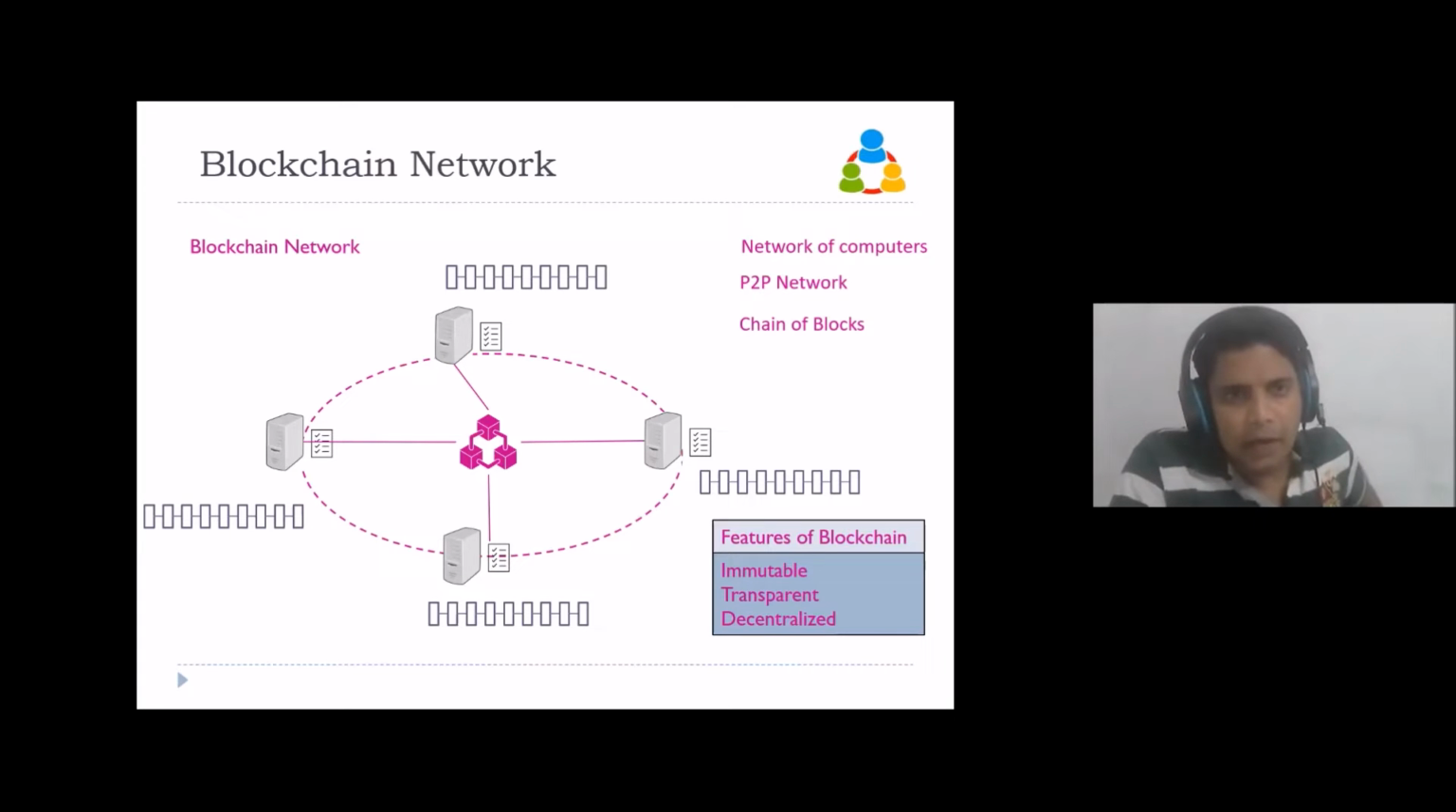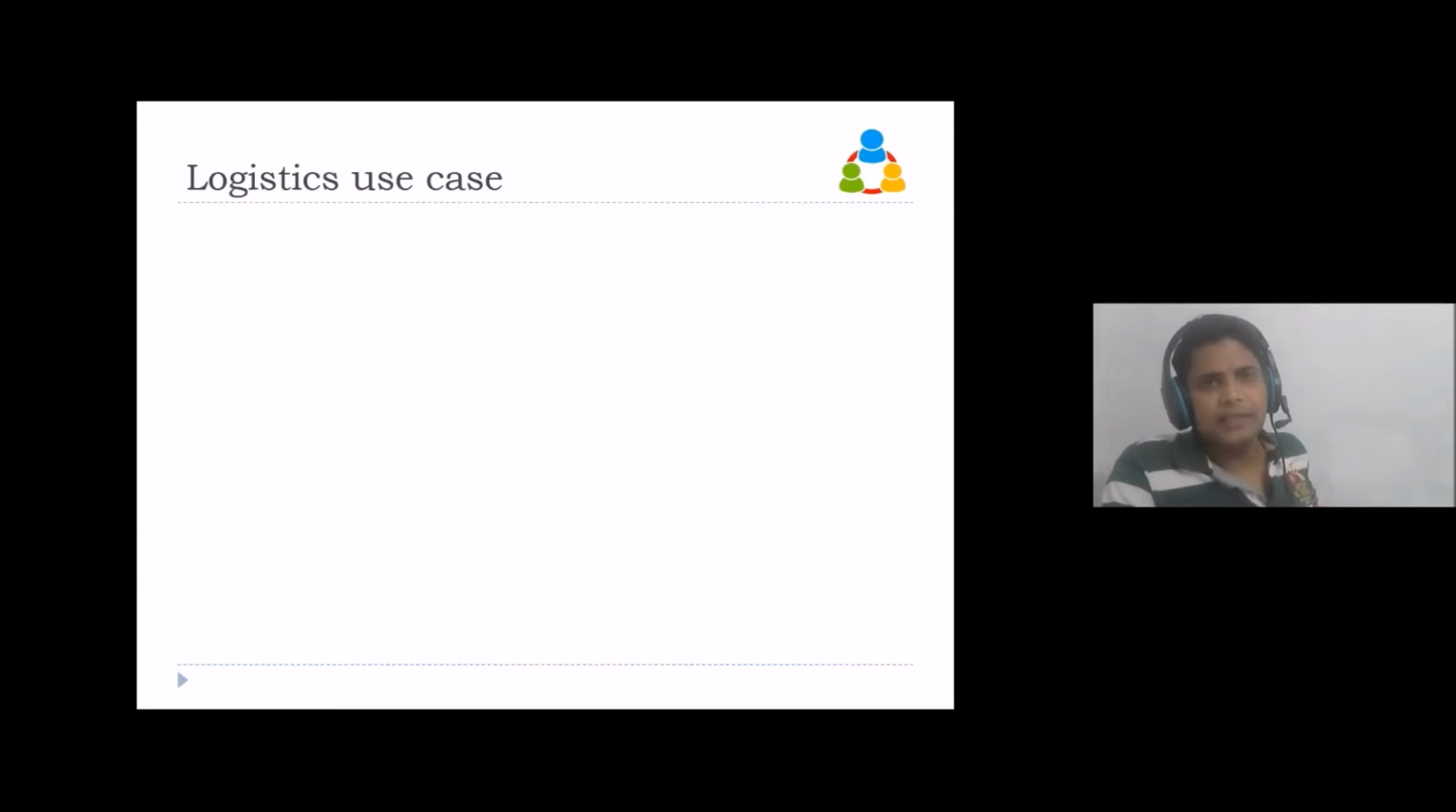Okay. Now, these are all the primary features of a blockchain network. Now, I will take you through a small scenario where a blockchain can be made use of. Let's say it's a logistics use case.